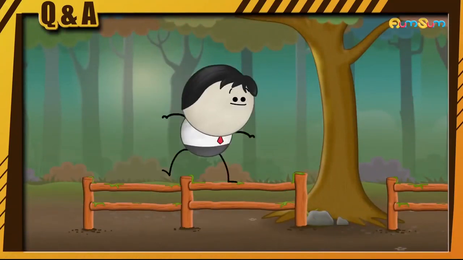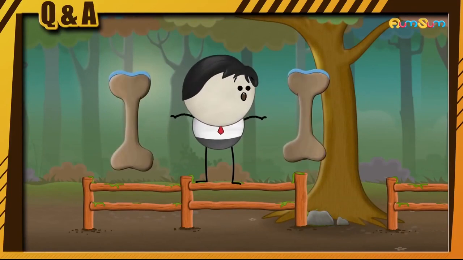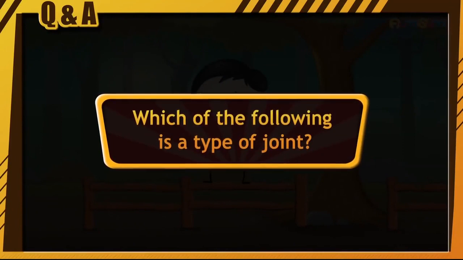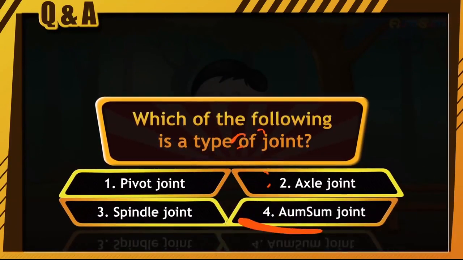To explain arthritis, we need to first understand what a joint is. A joint is a place where two bones meet. Which of the following is a type of joint? Pivot joint, axle joint, spindle joint, some joint.